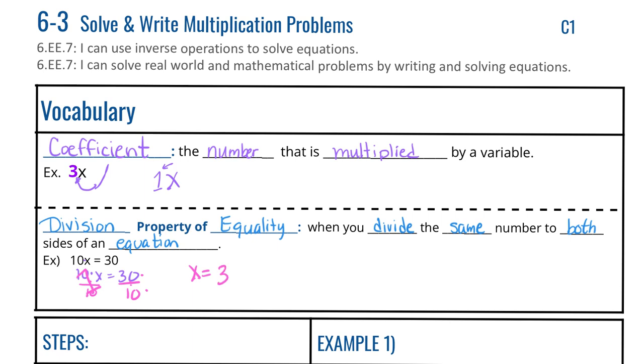So let's just say I had 4 equals 4. And then I divide both sides by 2. Well, 4 divided by 2 is 2, and 4 divided by 2 is 2. So then it checks.